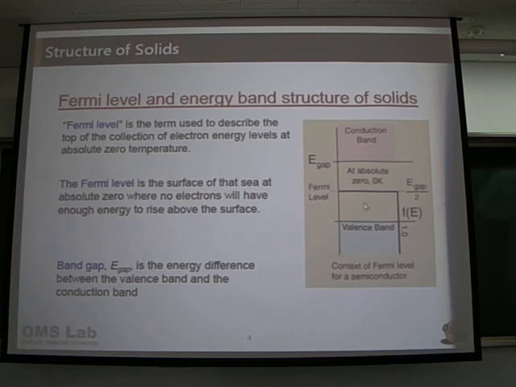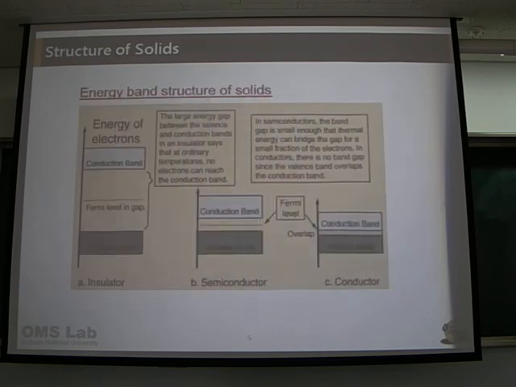Sometimes people make a mistake. The Fermi level and the band gap are very similar, but a little bit different. It means that the Fermi level is the valence band high level or the topmost level, and energy band structure of solids.